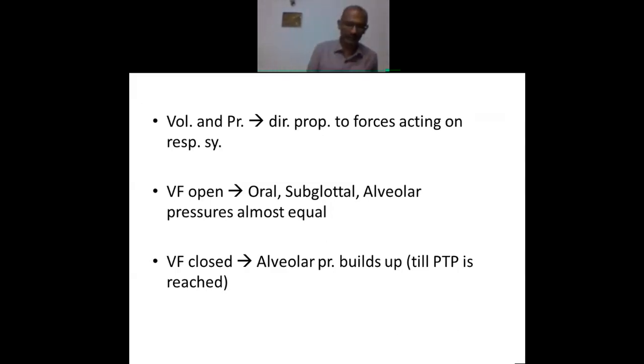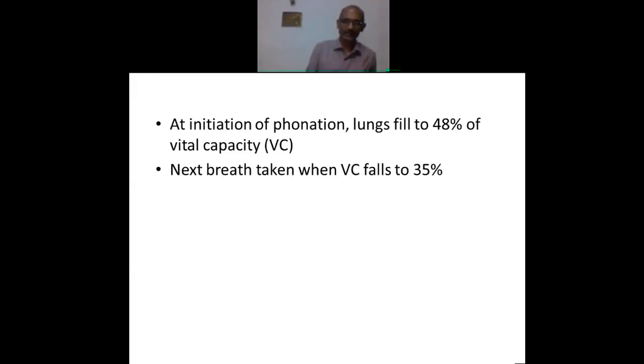And one of the things to remember about lungs is the vital capacity. At initiation of phonation, the lungs fill to approximately 48% of vital capacity. So we have a certain vital capacity. We want to start speaking now. We take in air. That's the initiation of phonation. The lungs are filled to 48% of the vital capacity. And then we start to speak, phonate, whatever the communication may be, till the vital capacity falls to 35%, which means our next breath is taken when the vital capacity falls to 35%. So during all this duration, the vocal folds are adducted and phonation is happening.